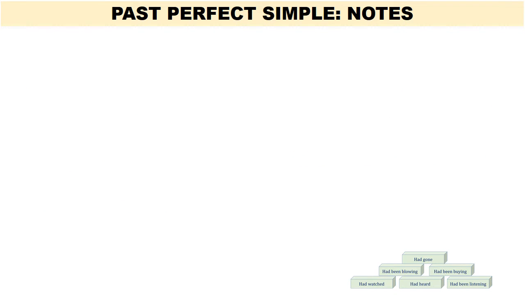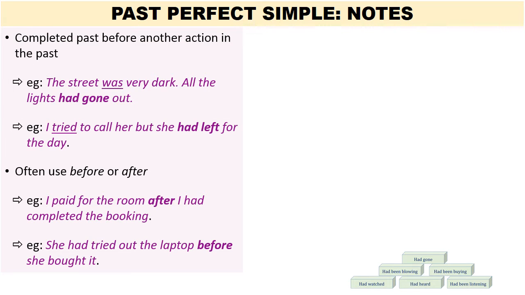Now let's take a look at the notes for the past perfect simple tense. When do we use the past perfect simple tense? First, when we want to describe a completed past action before another action in the past, this is when we will use the past perfect simple tense. Let's take a look at some examples.